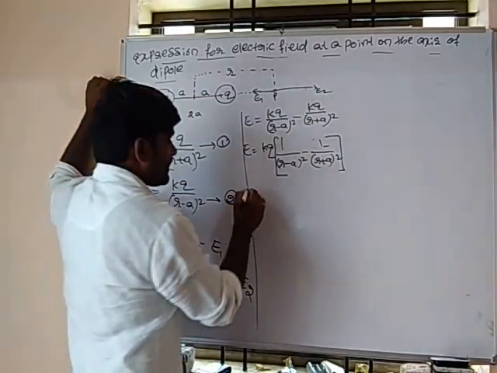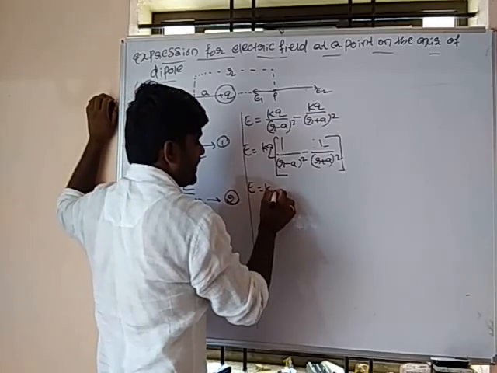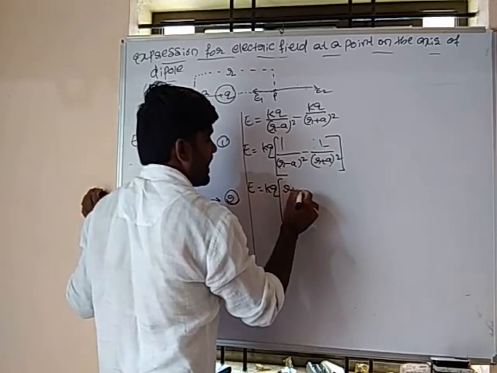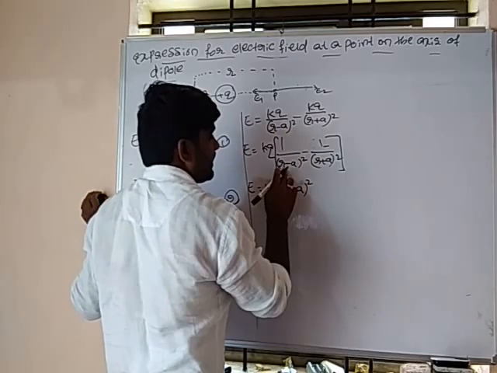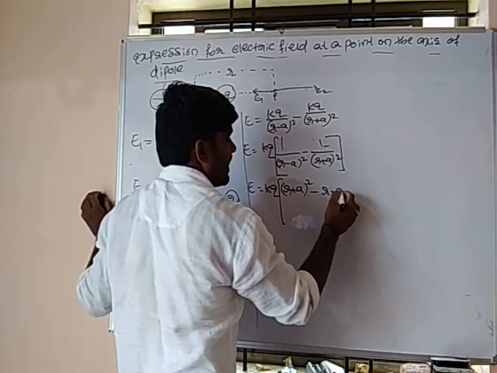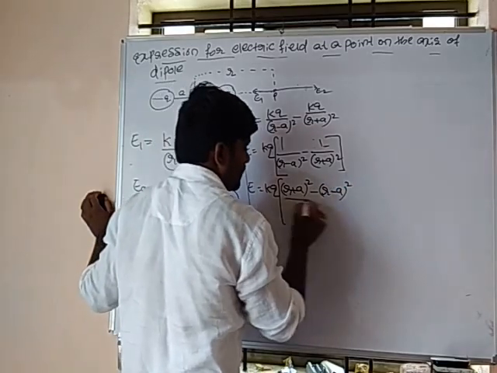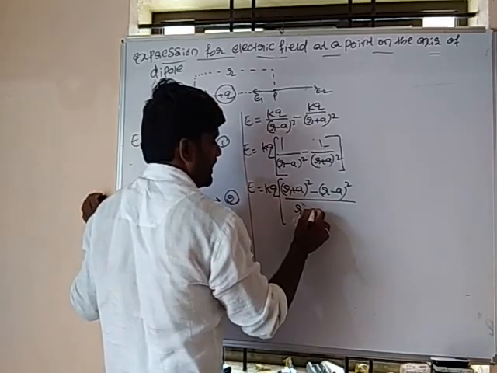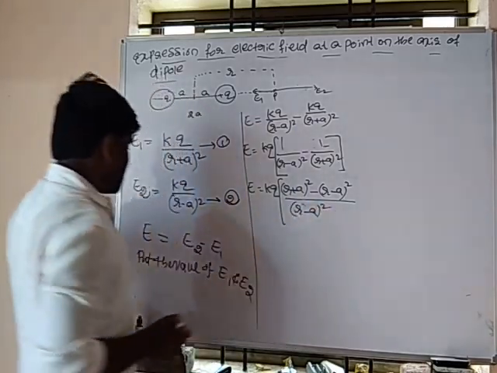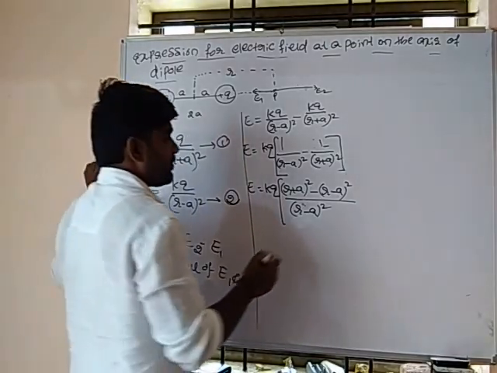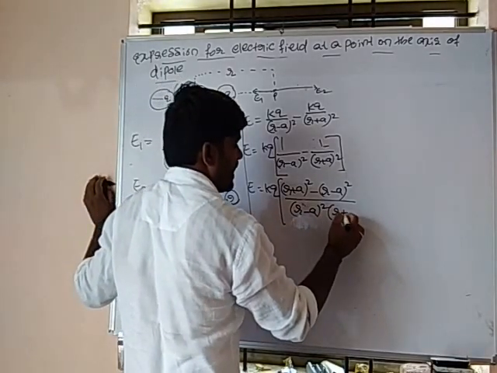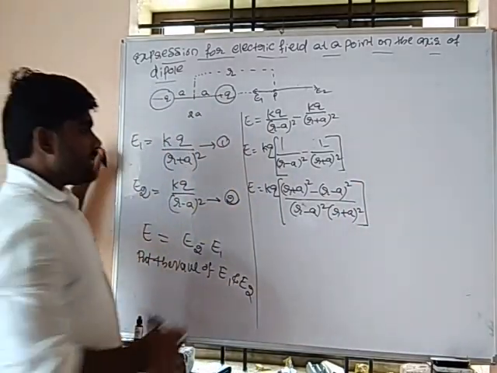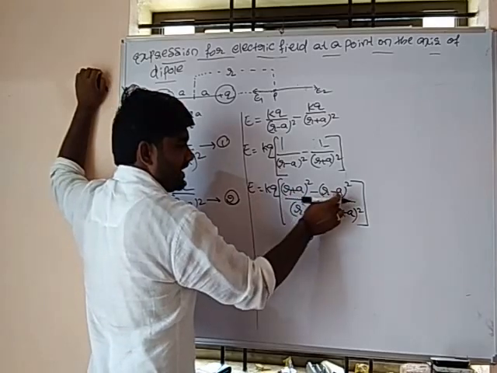Then E is equal to KQ kept as it is. Take the LCM: (R plus A) whole square minus (R minus A) whole square, divided by the product of these two, (R minus A) whole square into (R plus A) whole square. Then apply (A plus B) whole square and (A minus B) whole square.